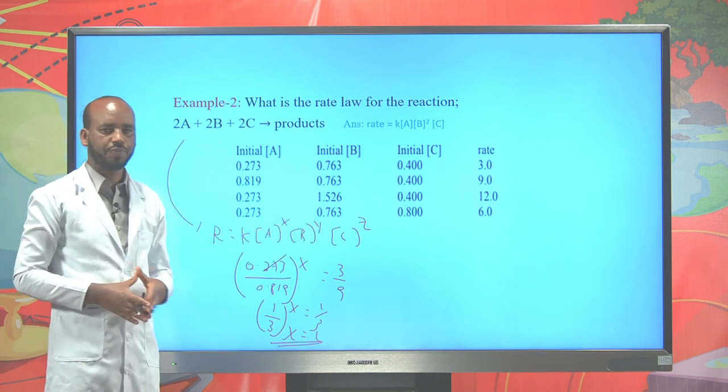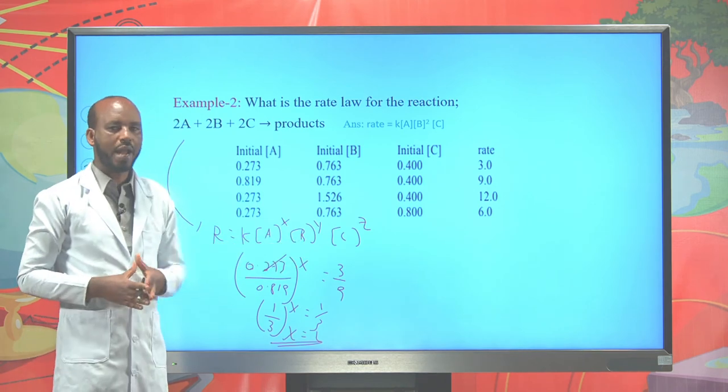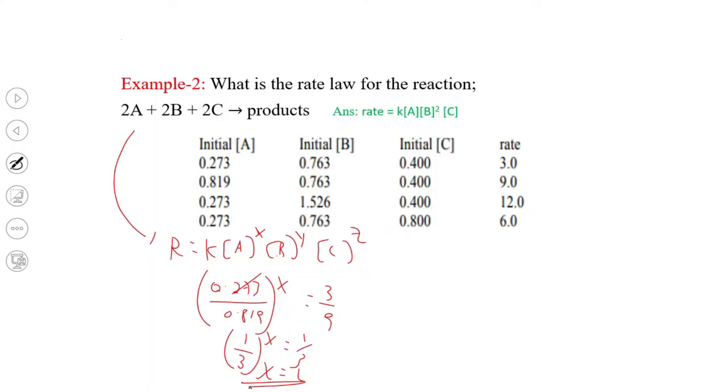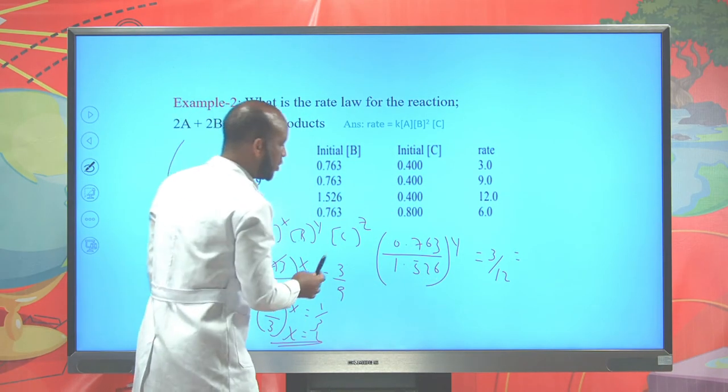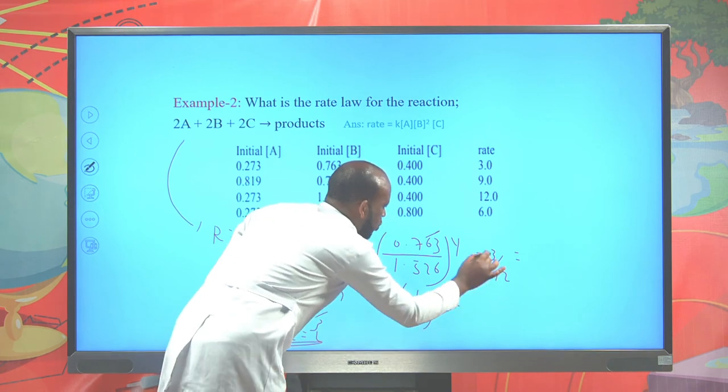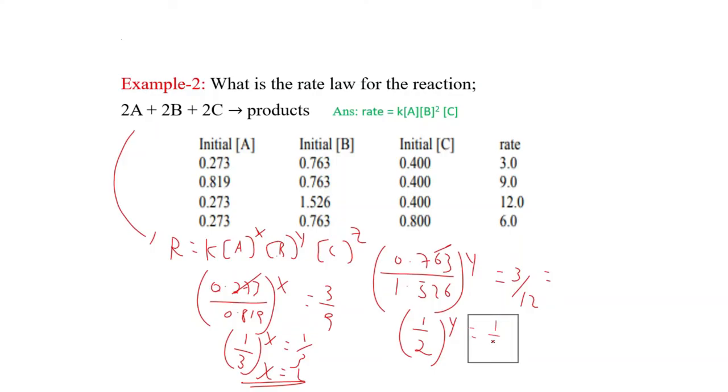To get the value of y, vary concentration of B while keeping concentration of A and C constant. Now, concentration of A is constant, and in experiment 1 and experiment 3, concentration of C is constant. Therefore, 0.763 divided by 1.526 to the power y equals R1 divided by R3, which is 3 over 12. So 1 over 2 to the power y equals 3 over 12, which is 1 over 4, or 1 over 2 to the power 2. From this, y equals 2. The value of y is 2.